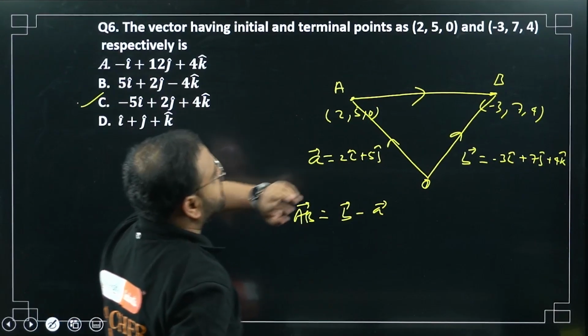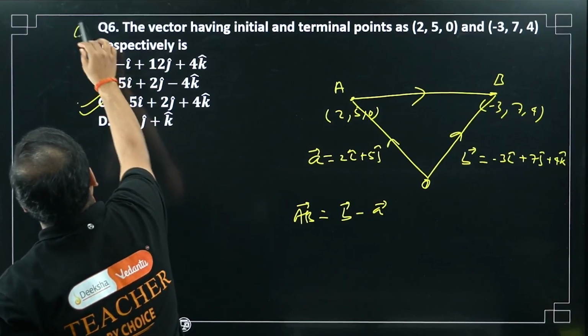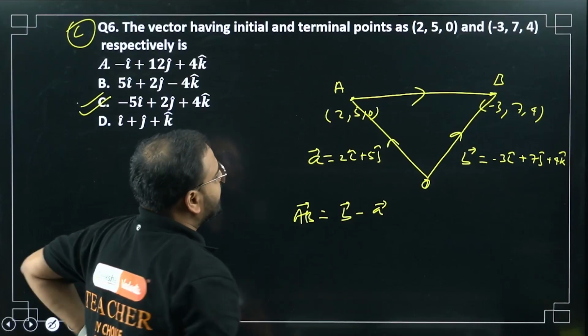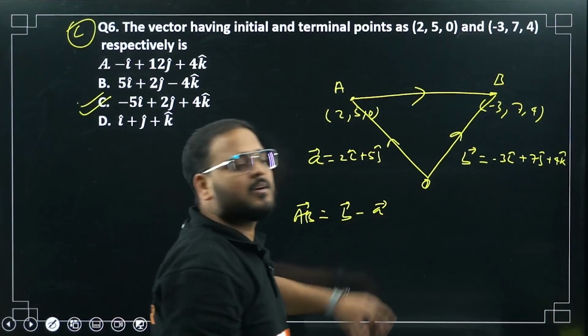This is the answer directly. 7 minus 5, sir, 2. 4 minus 0. So the answer is C, sir. Moving on. That's all. But if you want to write the steps, these are the steps. How are we going to solve it? But in KCET, you don't need to. But the concept has to be known. That's why I'm giving this approach as well.